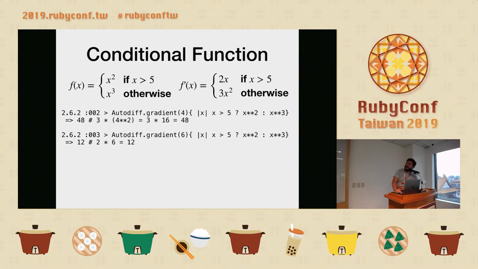Another feature is that it can handle conditional functions. So we can handle a ternary, the question colon here. So if x is bigger than phi, we get x squared. Otherwise, we get x to the power of x by 3. So you can calculate the gradient with conditionals.